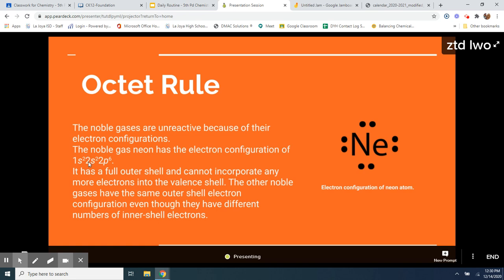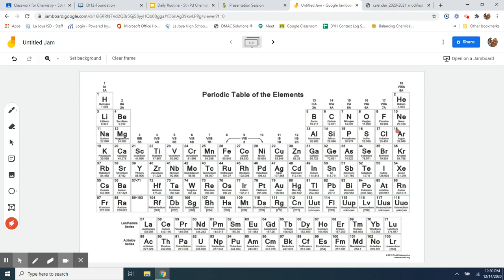If you're talking about energy level 2, neon, you're going to see energy level 2. If you're talking about argon, right here, energy level 3, you'll see 3s and 3p. If you're talking about krypton, you're going to see 4s, 4p, and so on for xenon and radon and element 118.